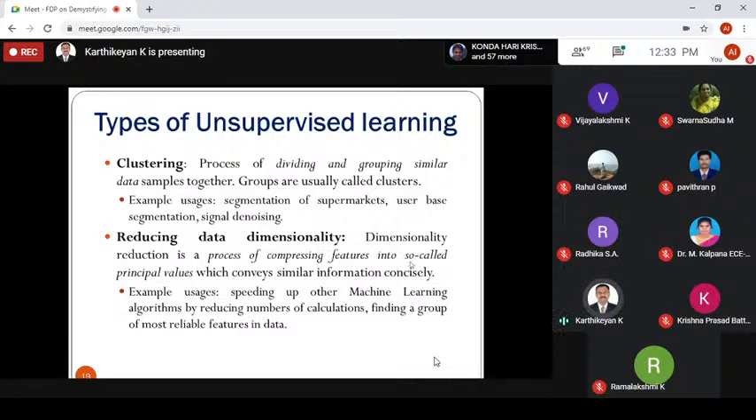Now coming to dimensionality reduction. What is dimensionality reduction? It is a process of compressing features into so-called principal values, which convey similar information concisely. We want to compress the features of a particular data set into principal values. Those principal values will convey the similar information concisely. So this is the idea behind dimensionality reduction.